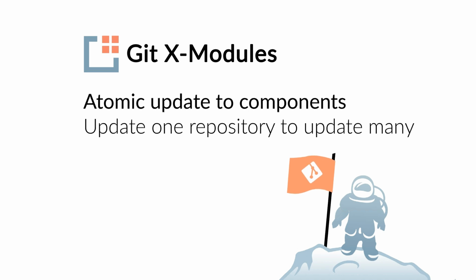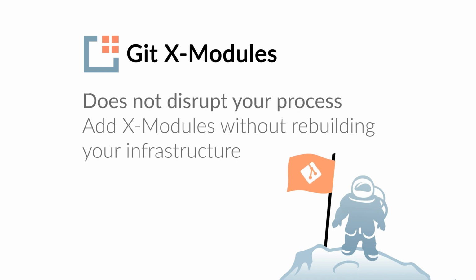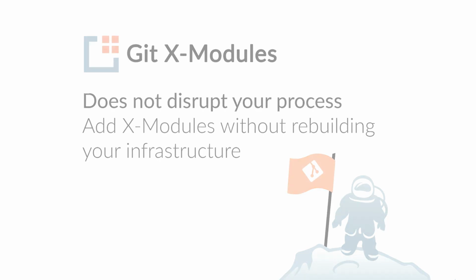Git X-Modules is more than that. It allows atomic updates to multiple components in your codebase. It's completely transparent to Git users, so you can use any Git client, any code review system, or any build server. Finally, you can add X-Modules while keeping your whole infrastructure intact. Git X-Modules enhances your workflow and never disrupts it.